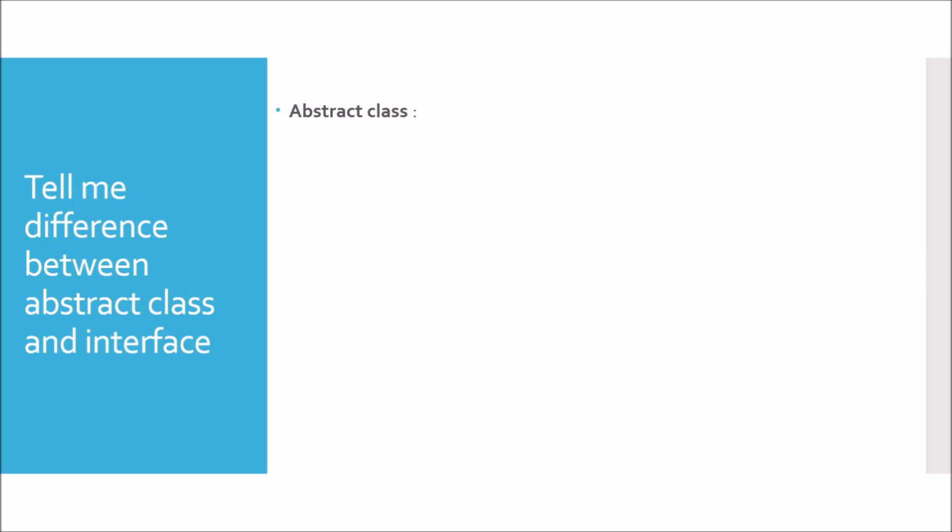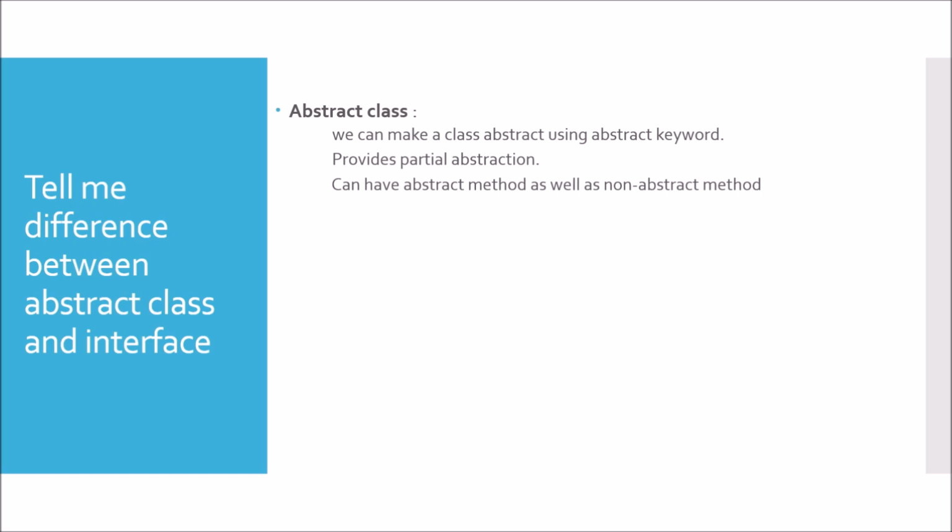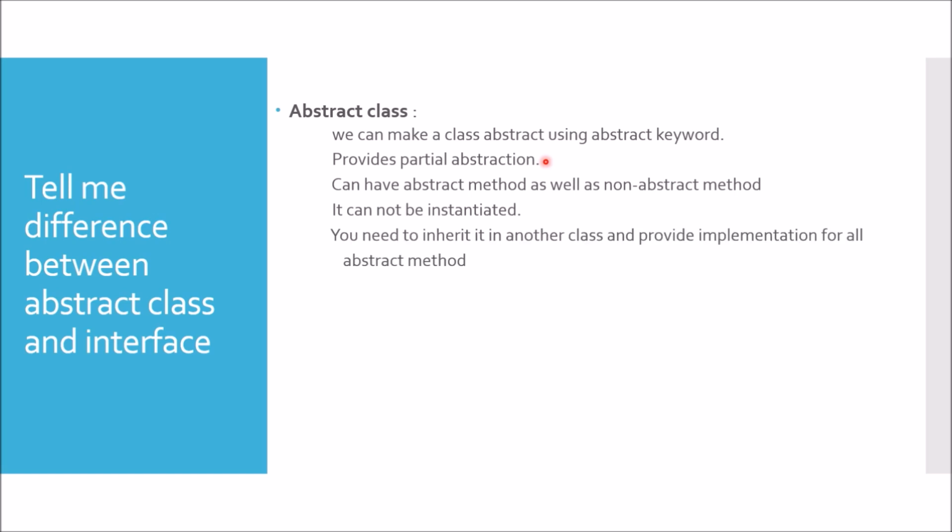Abstract class. We can make a class abstract using the abstract keyword. It provides you partial abstraction. You can have abstract methods as well as non-abstract methods. It can't be instantiated, meaning you can't create an object of an abstract class. You need to inherit it in another class and provide implementation for all abstract methods.